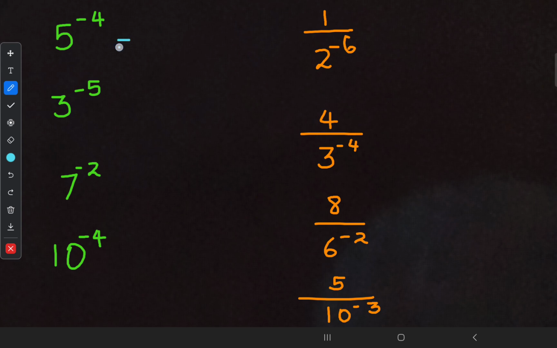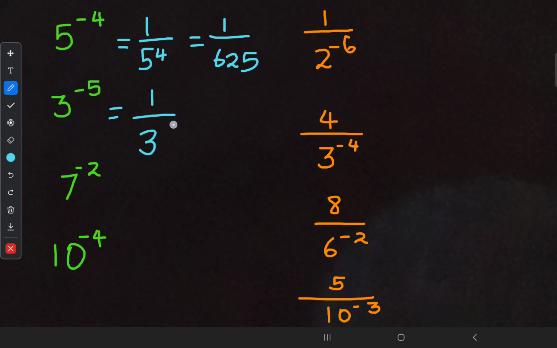For the first one, in numerator form, which is having a negative power, we have to convert it as a denominator 1. So 1 upon 5 to the power of negative 4 became 1 upon 5 to the power of 4. So 5 to the power of 4 means this is 625. Here also 1 upon 3 to the power of 5. 3 to the power of 5 is 3 into 5 times. So 1 3s are 3, 9, 27, 81, and 243.